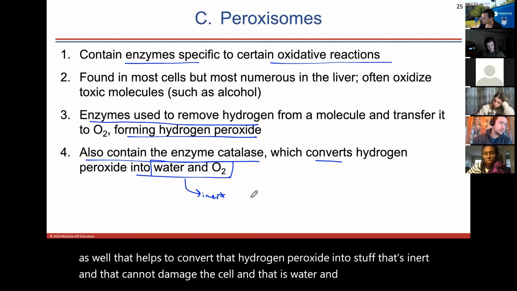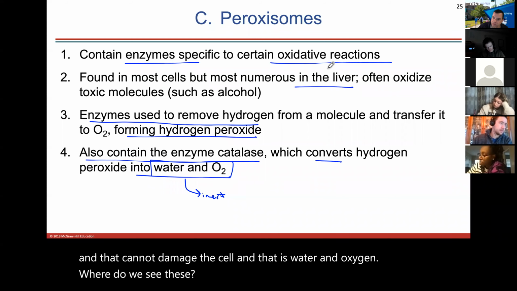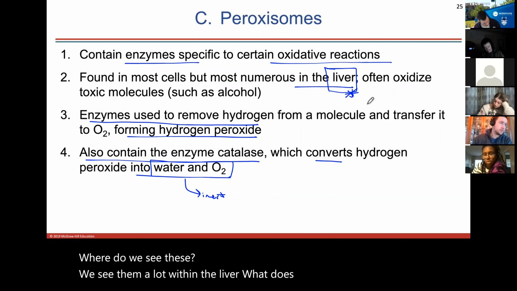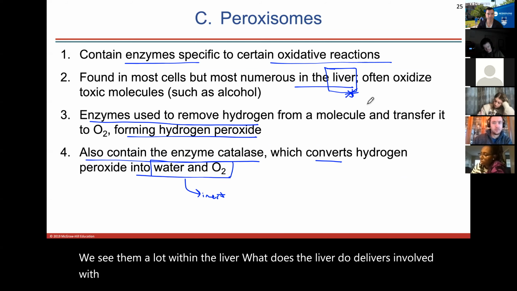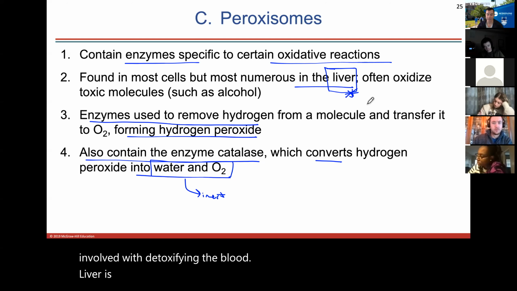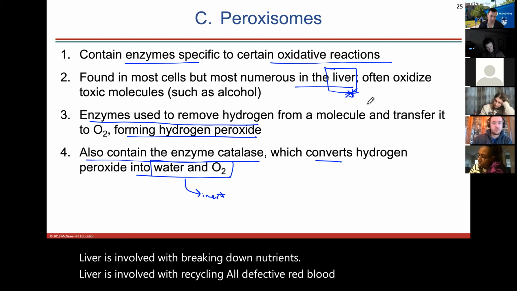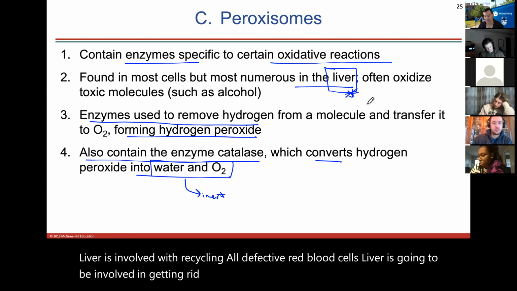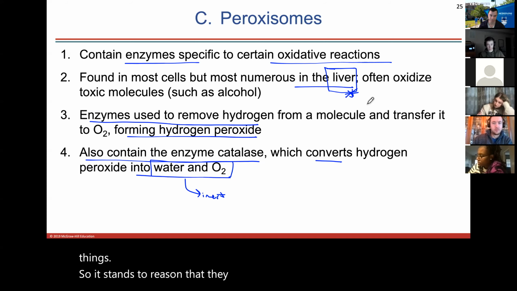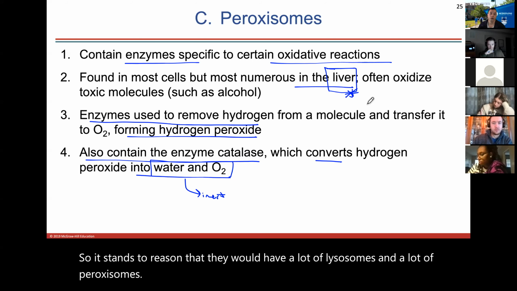Okay. Where do we see these? We see them a lot within the liver. What does the liver do? The liver is involved with detoxifying the blood. Liver is involved with breaking down nutrients. Liver is involved with recycling old defective red blood cells. Liver is going to be involved in getting rid of foreign invaders. So the liver does a lot of things. So it would stand to reason that they would have a lot of lysosomes and a lot of peroxisomes. And that's what they do.